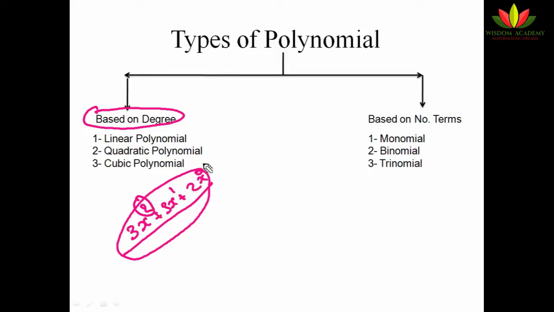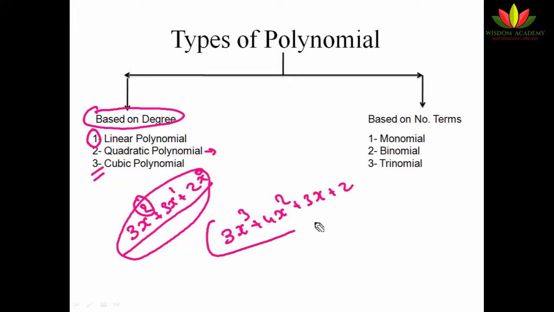Since it is 2, I will name it quadratic. If the degree is 2, I name it a quadratic. If it is 1, I will name it linear. If it is 3, I will name it cubic. For example, x cube plus 4x square plus 3x plus 2. This is a polynomial where my degree is 3, because the highest power of the given equation is 3. So I will name it a cubic polynomial. This is the way we can differentiate polynomials based on degree.